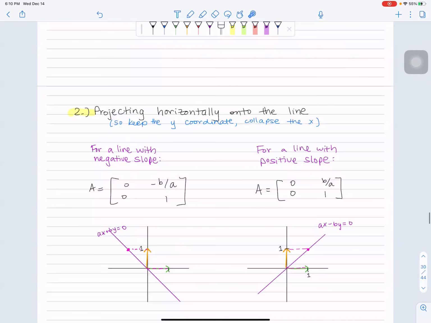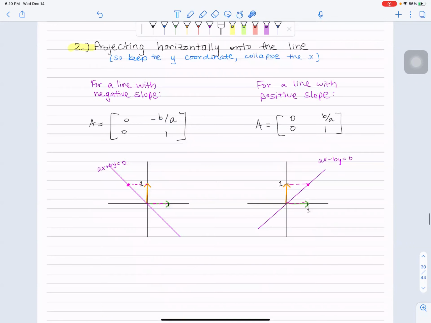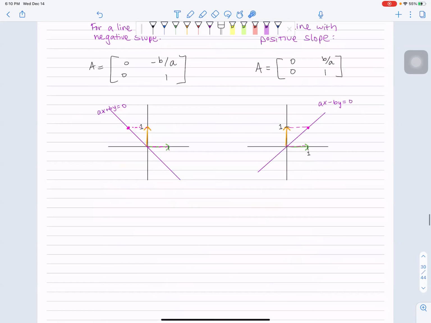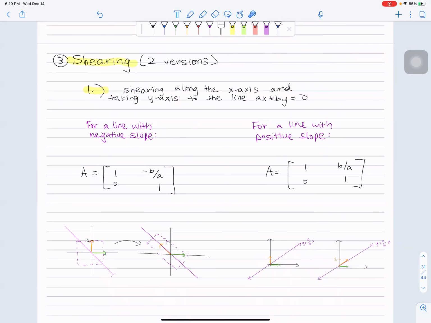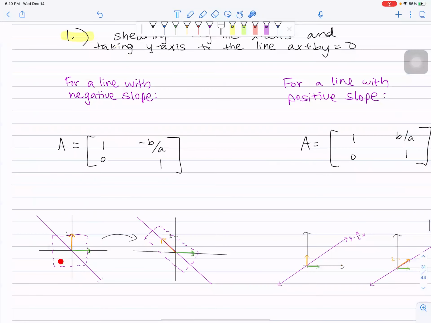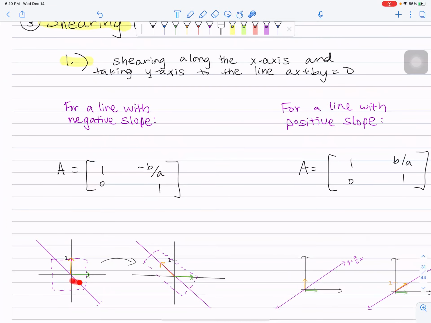Okay, and you can project horizontally, which is the same idea. You want to see what happens to your i vector, what happens to your j vector. Okay, we also have shearing. So 2 directions again. You can shear along the x-axis, and you take the y-axis to some line. Or you can shear along the y-axis and take the x-axis to a line. So here, for example, if I wanted to shear to this purple line, what happens? So this is shearing along the x-axis, meaning I keep my x-axis the same. So my i vector is still (1, 0), no change.